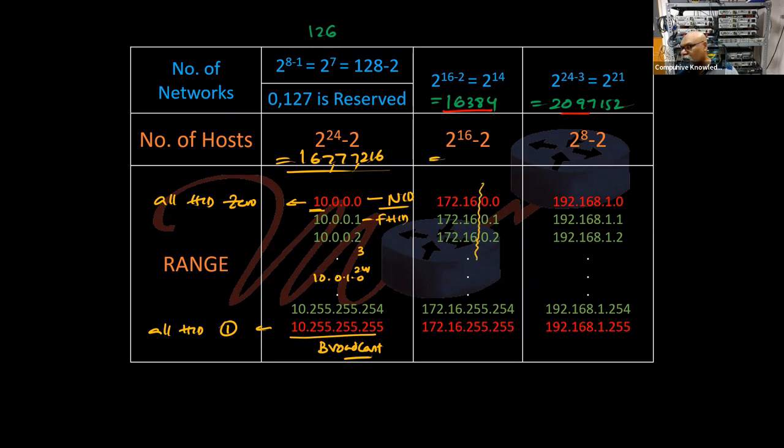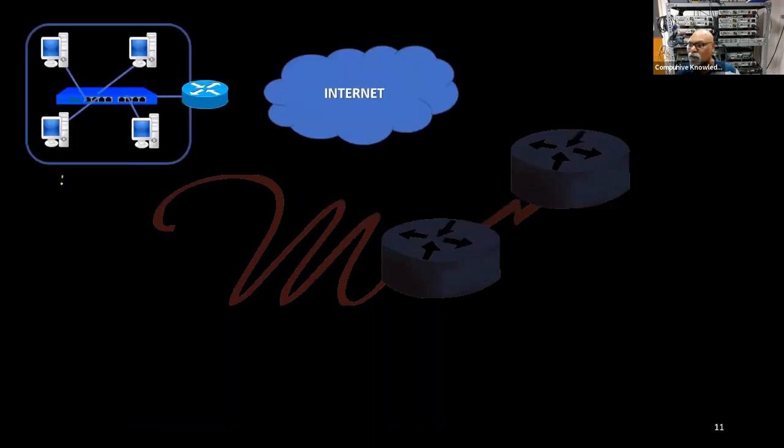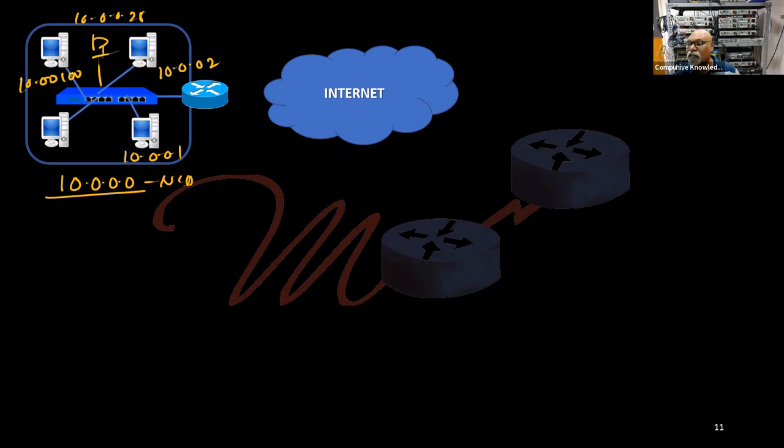Here, say this two octets. This 172.16 is common. 0.0 is my network. This is my first host. This is my last. That means what? Again, pictorially, I'll explain this. If I take a network, imagine this is my 10 network. I don't give this address to a system. I will start with 10.0.0.1, 10.0.0.2. Imagine I have a system here, 10.0.0.25, 10.0.0.100, like that. Last one can be 10.255.255.254.